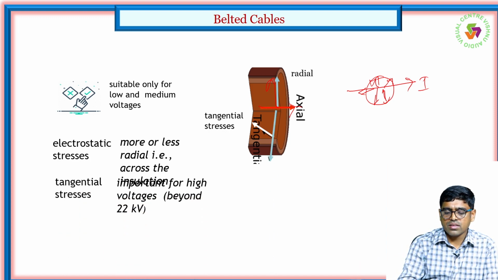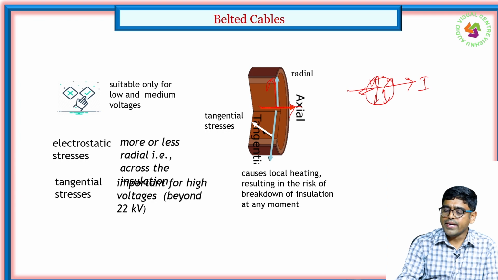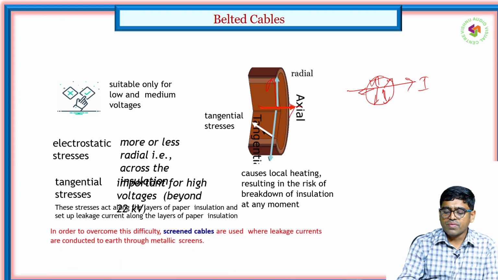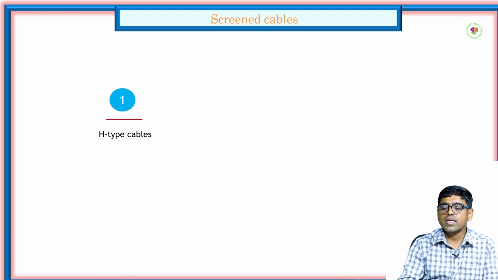The tangential stress, for impregnated cable, beyond 22 kV causes local heating, resulting in the risk of breakdown of the insulation at any moment. The stress acting along the layers of paper insulation sets up a leakage current along those layers. To overcome this difficulty, screened cables are used, where the leakage currents are conducted to earth through a metallic screen.